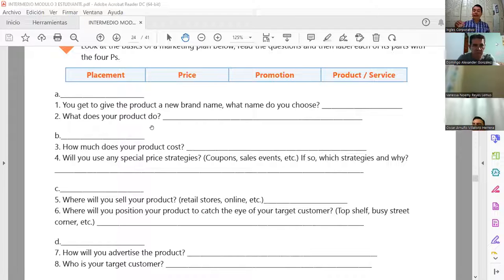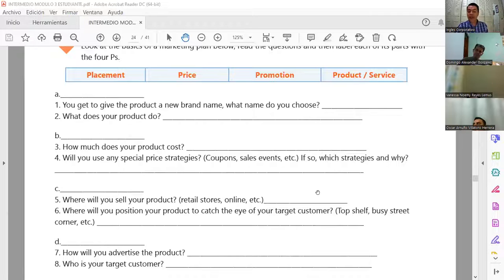Or the shelf is very important. We have the top shelf, the middle shelf, and the low shelf, right? In a supermarket, what do people see? The middle, right? When you go to the supermarket, you normally don't look up or down. You see directly, right? So this place is more expensive and it's better to sell your product, right?